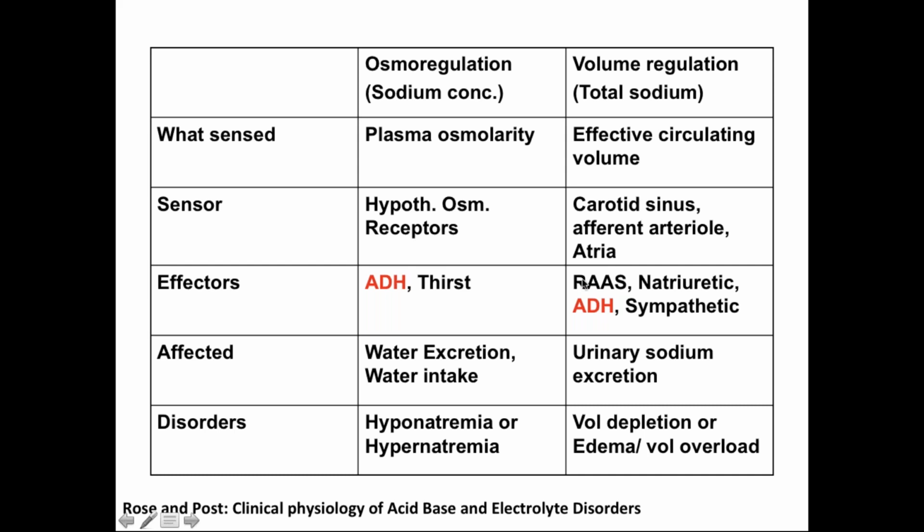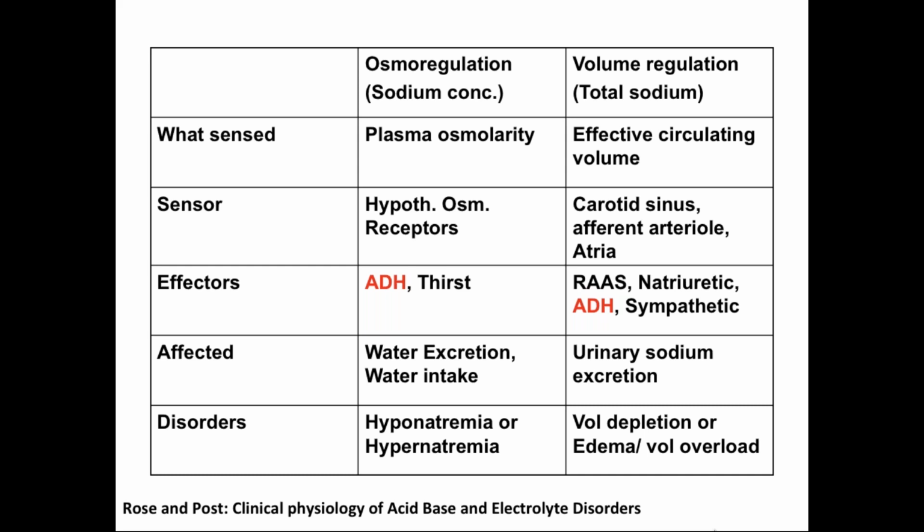And the effectors are renin-angiotensin-aldosterone, the ANP, ADH, which is the last stitch, and the sympathetic system. And again, leaving aside the short-term impact of vasoconstriction, the long-term impact is through urinary sodium excretion or retention. And the problems from volume regulation or total sodium are either volume depletion, which means too little sodium in the body, or edema, volume overload, which means too much sodium in the body.